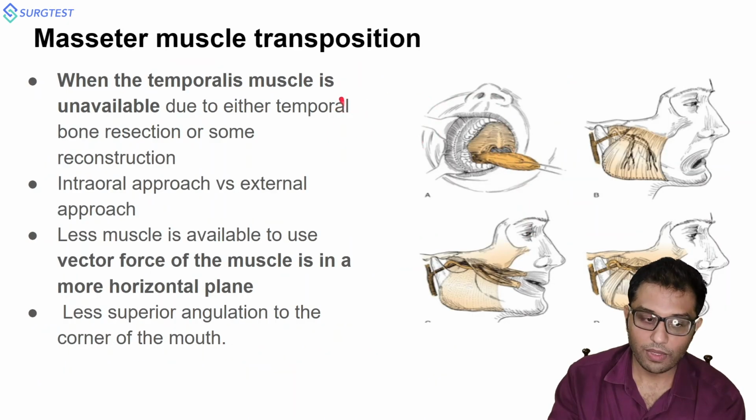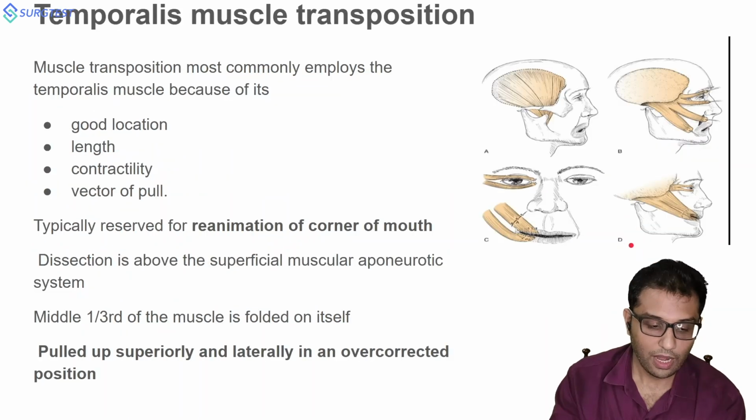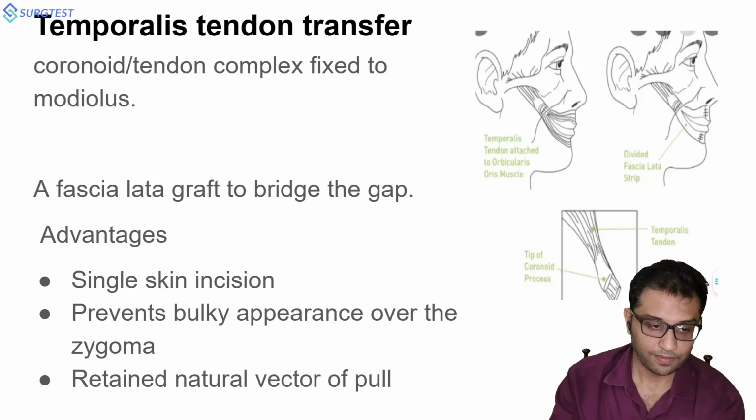Now, the second most common muscle transposition technique is the masseter muscle transposition. It is used when the temporalis muscle is unavailable because of any previous bone resection or some reconstruction. When the temporalis muscle is not available, we take the masseter muscle for transposition. The problem with masseter muscle transposition is that the vector force of the pull of the muscle is more in the horizontal plane, as compared to the temporalis muscle, where it was more superior and lateral.